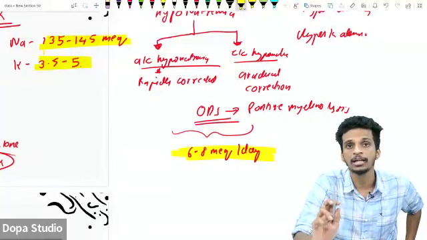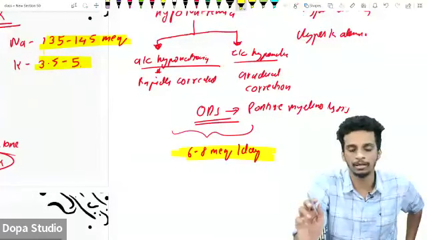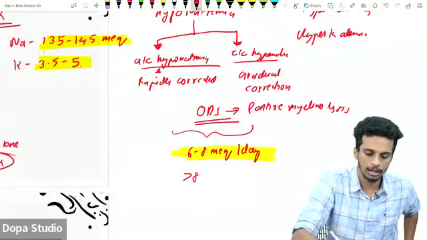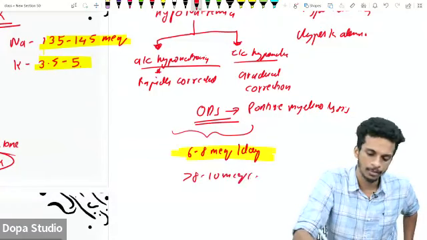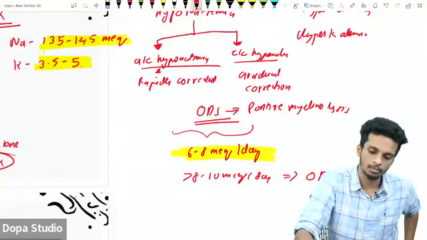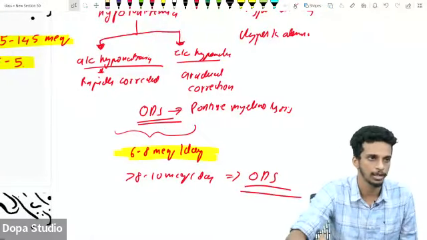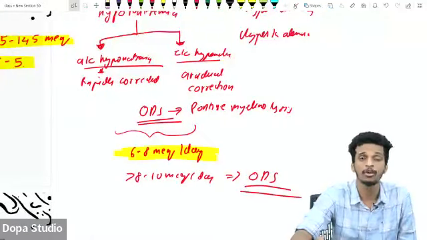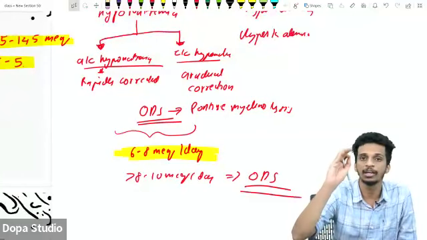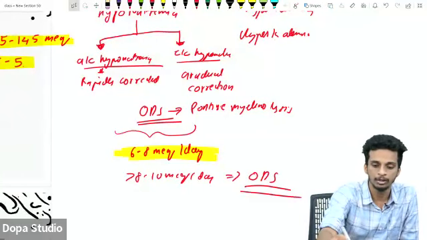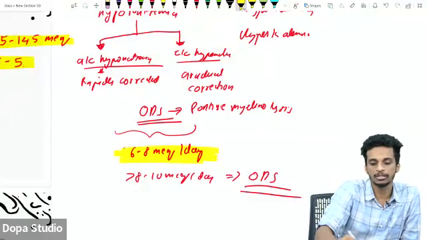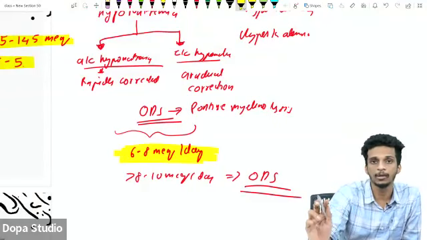This is the maximum allowed rise in sodium in a day. It should be 6 to 8 milliequivalent per day. If it goes more than 8 to 10 milliequivalent per day, there is definitely a risk of osmotic demyelination syndrome. So whenever you correct hyponatremia, this should be in your mind: my target is to correct only 6 to 8 milliequivalent per day.